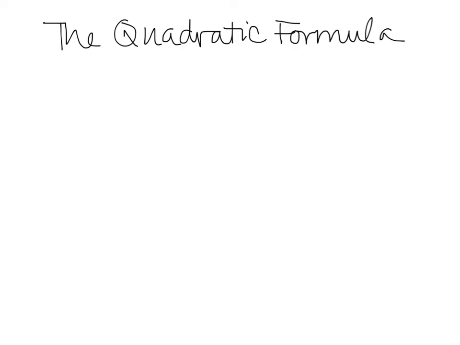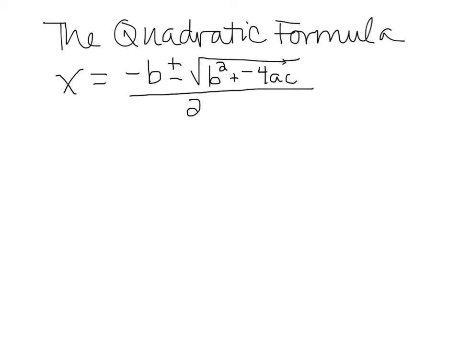Today in class we derived the quadratic formula. It's not important that you know how the quadratic formula is derived, but you should know that it is x equals the opposite of b plus or minus the square root of b squared plus negative 4ac, and I know that most sources call this minus 4ac, but subtraction is the same as adding the opposite, and you will make fewer sign mistakes if you do it my way. And that is all over 2a.